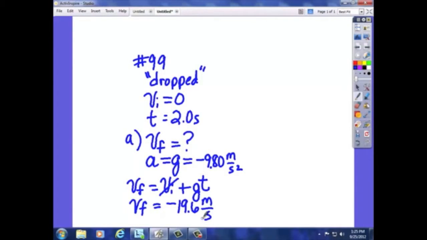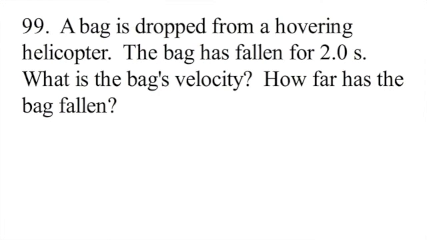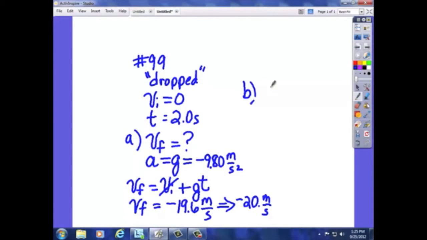Now, what I also want to realize is two significant figures will give me then an answer of negative 20. meters per second. And the negative just simply means downward. Okay? There is a second part to this problem, though. So let's take a look at 99B. It says, how far has the bag fallen during that time? So now I'm looking for my displacement.